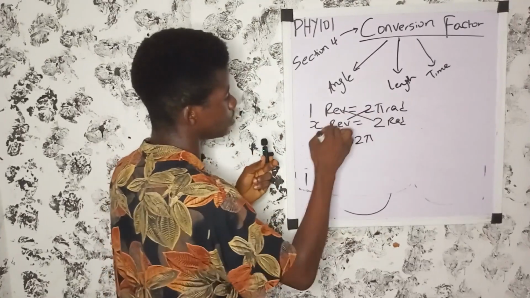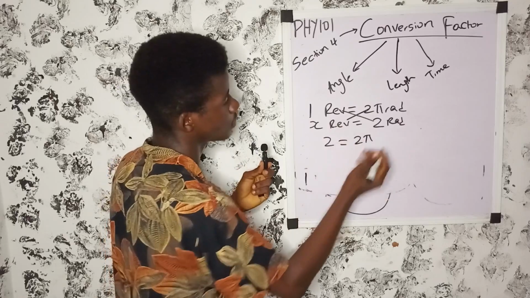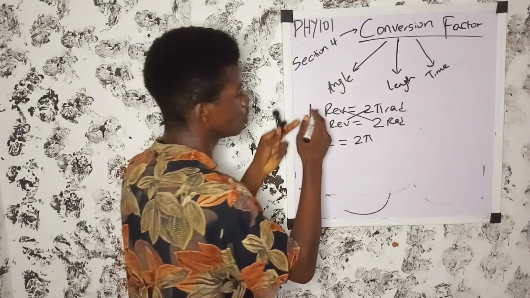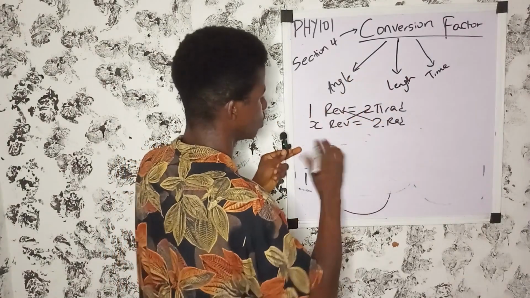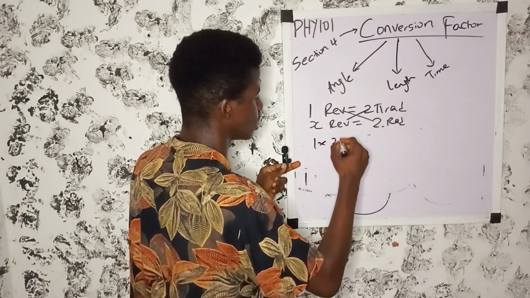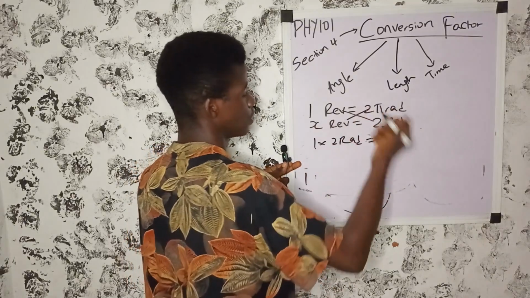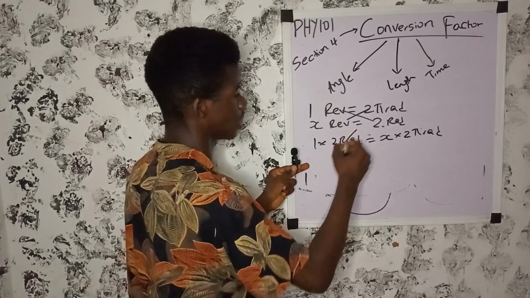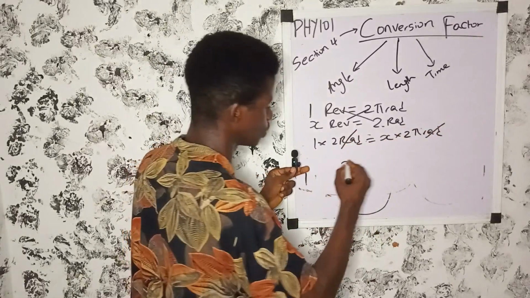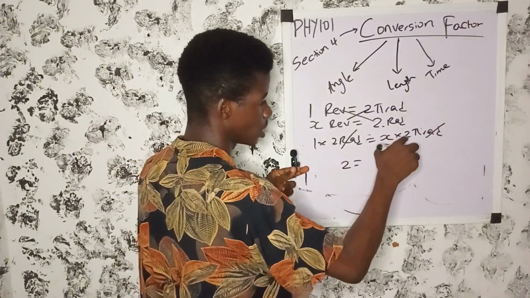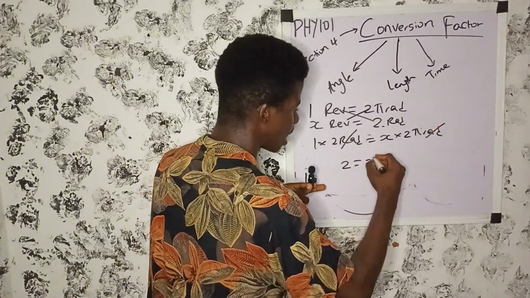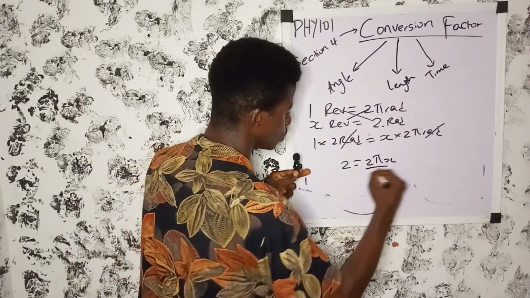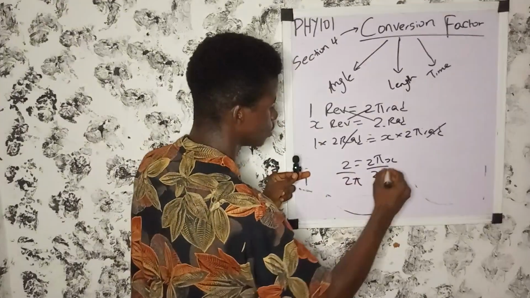This one multiplies this one, and this one multiplies this. So this will be 1 times 2 radian, which is equal to x times 2 pi radian. Okay, this one cancels this. We have 1 times 2 giving us 2, equal to x times 2 pi, which gives 2 pi x. Since we are looking for revolution, divide both sides by 2 pi.